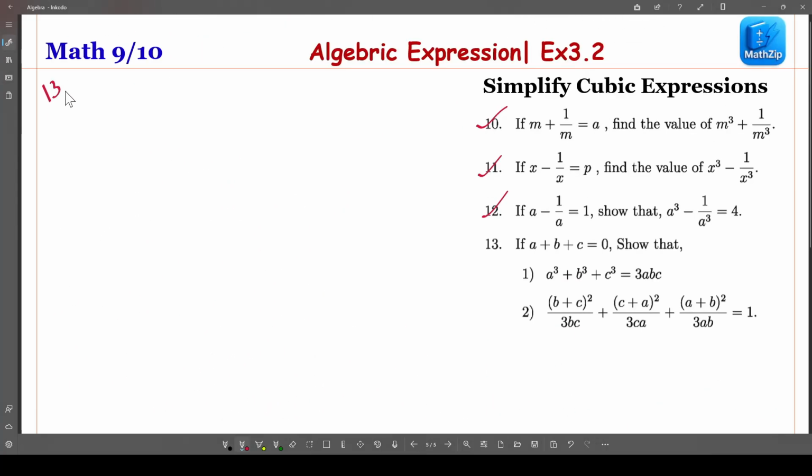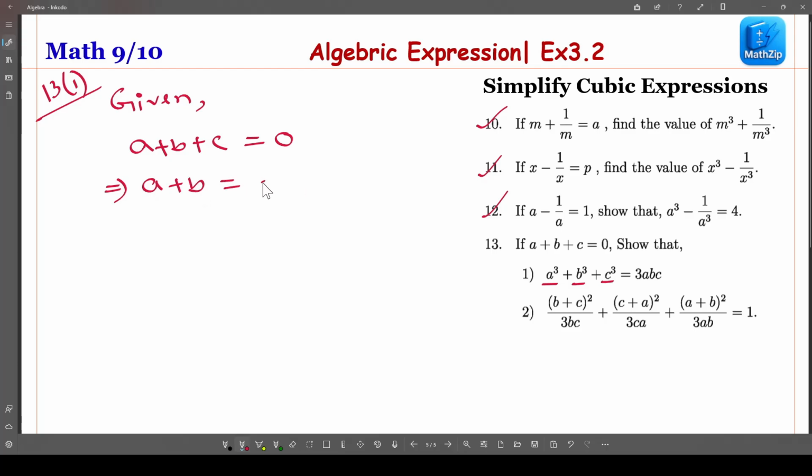Now number 13, part 1, we can write, given a plus b plus c equals 0. Here we need to do something, because a cube plus b cube plus c cube is mentioned. So we consider a plus b equals minus c, because we want to transfer plus c from the left side to the right side.